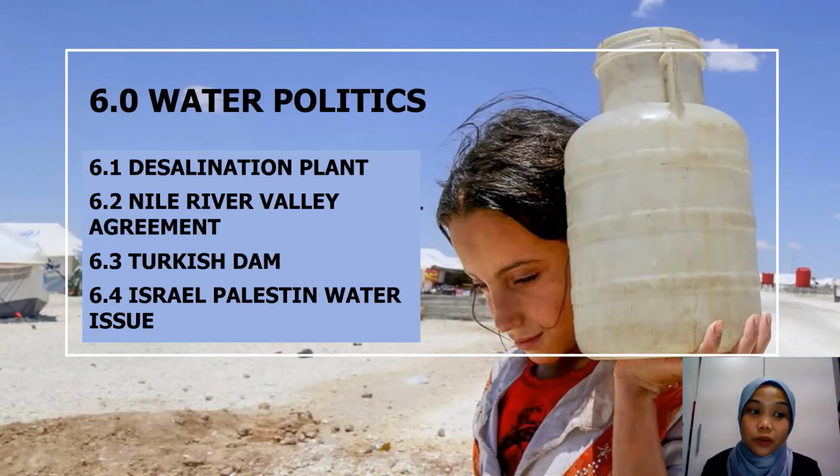Conflict may increase because freshwater scarcity is becoming more of an issue as populations grow rapidly. Between 1975 and 2001, the amount of freshwater available to each person dropped by more than half. Let's move to 6.1 Desalination Plants.